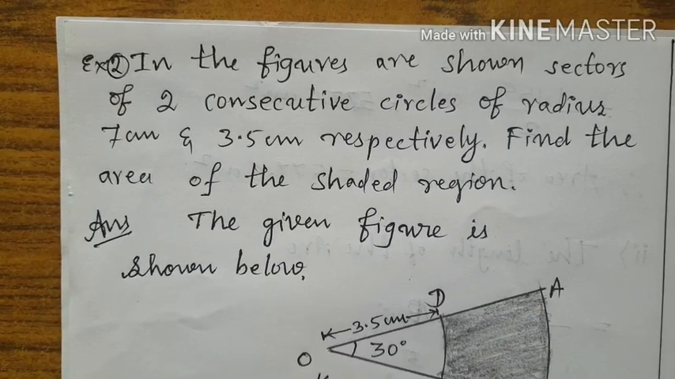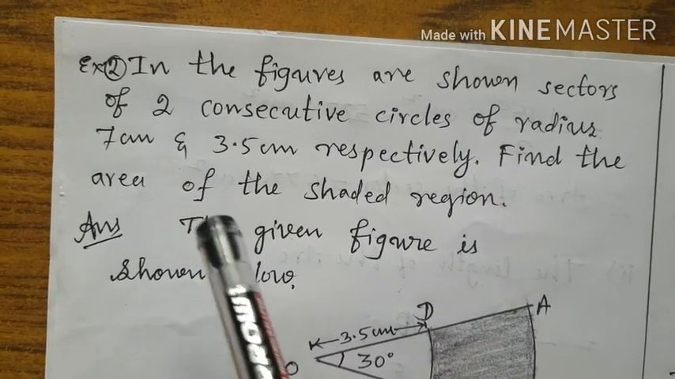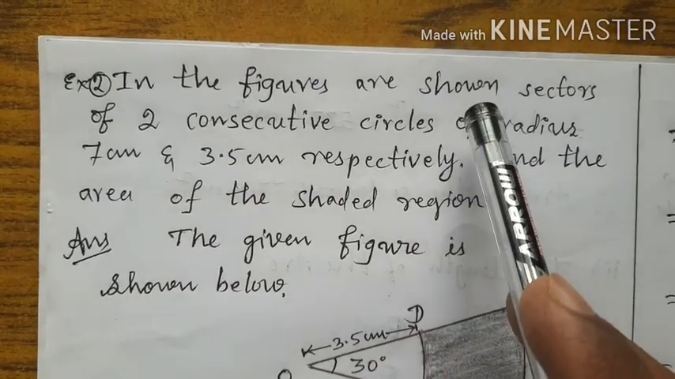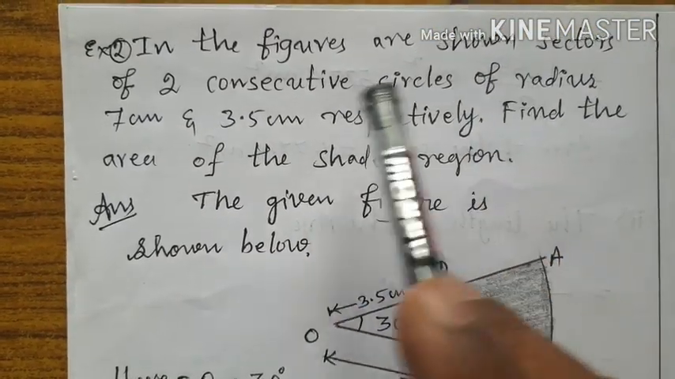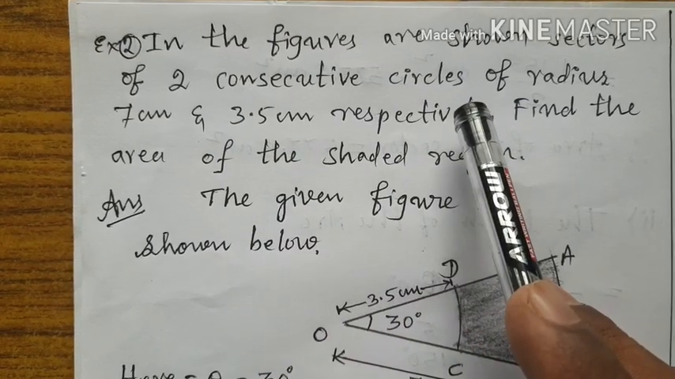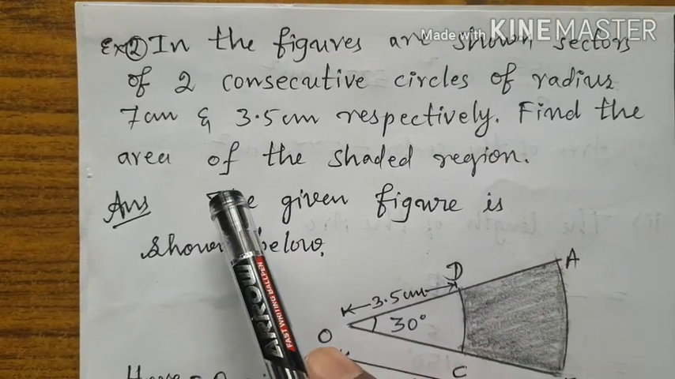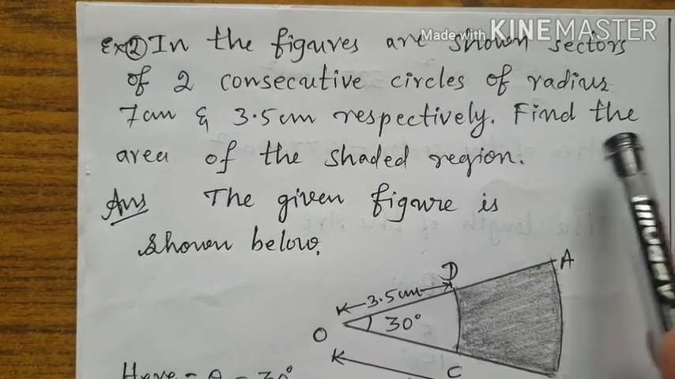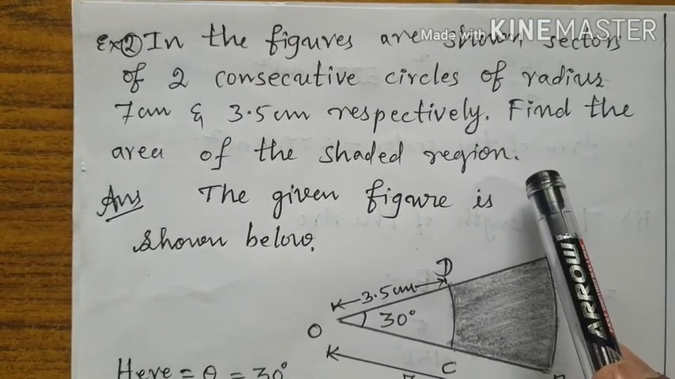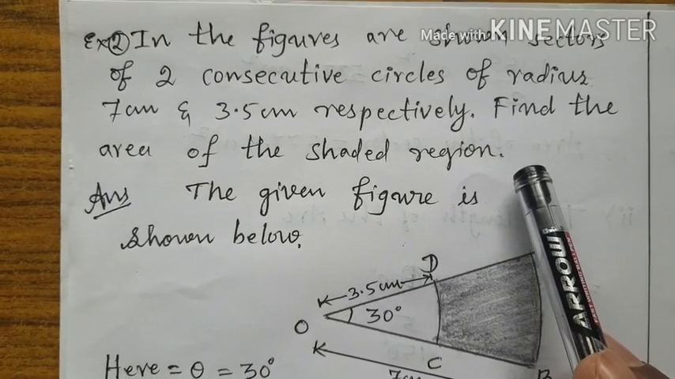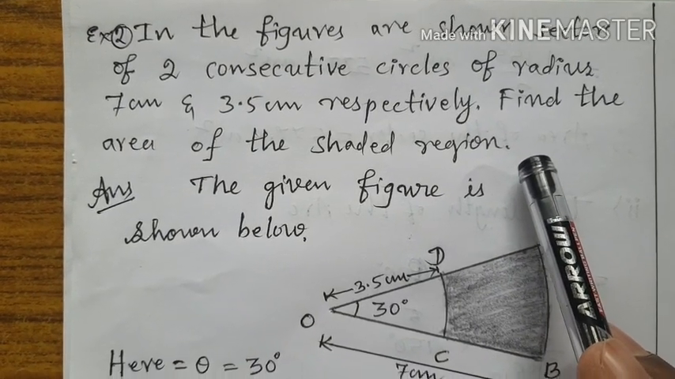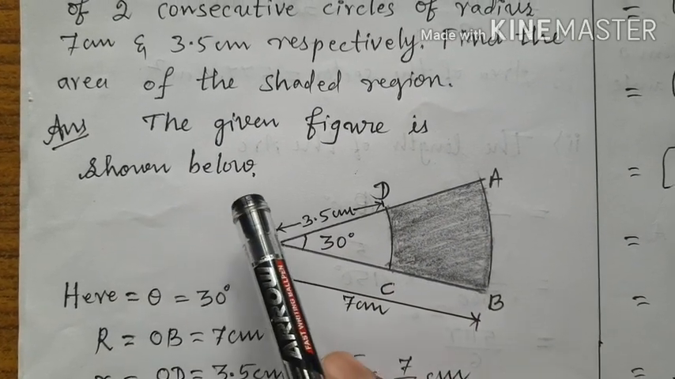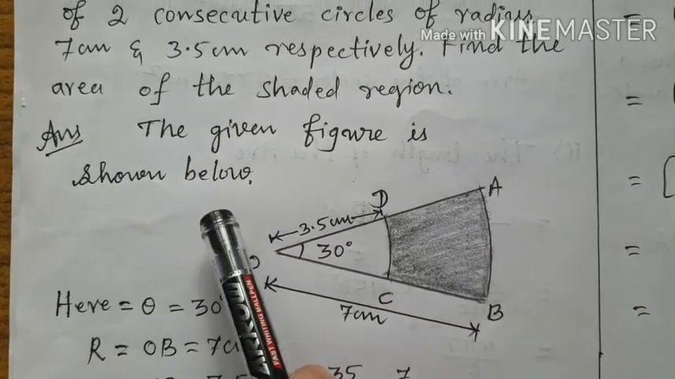Let us see one more example. Example number 2. In the figures are shown sectors of 2 consecutive circles of radius 7 centimeter and 3.5 centimeter respectively. Find the area of the shaded region. Let us analyze this question. The given figure is drawn below.